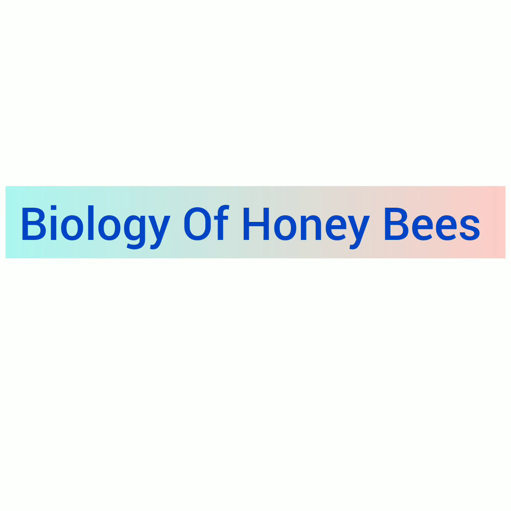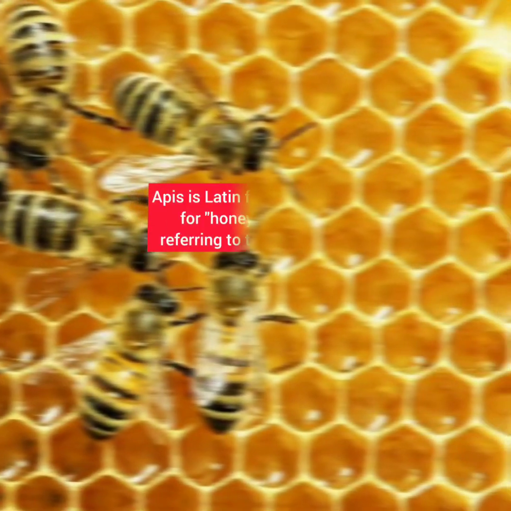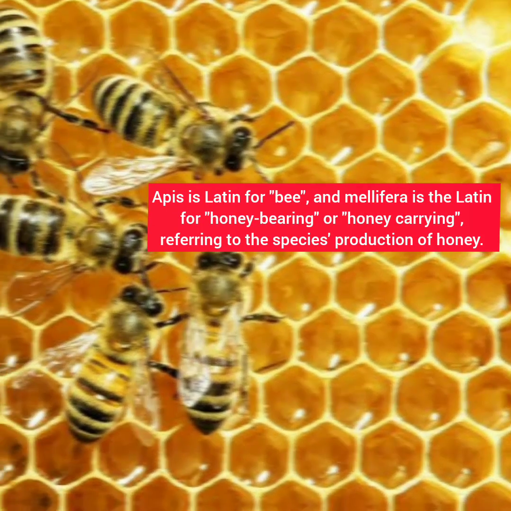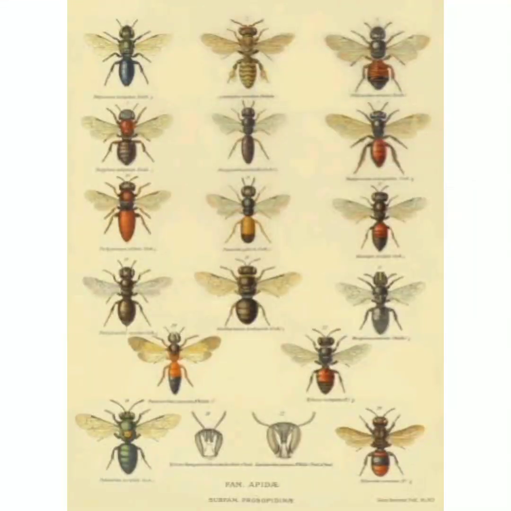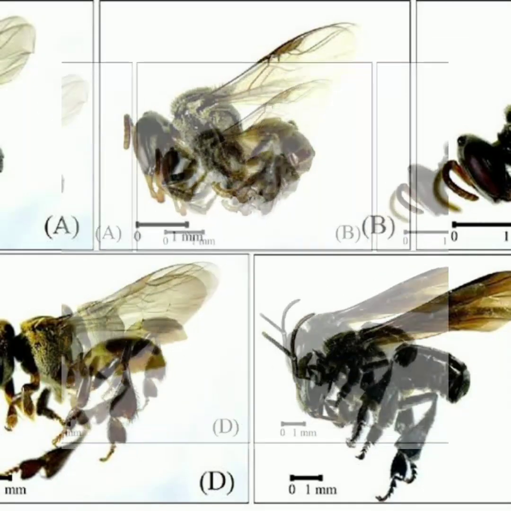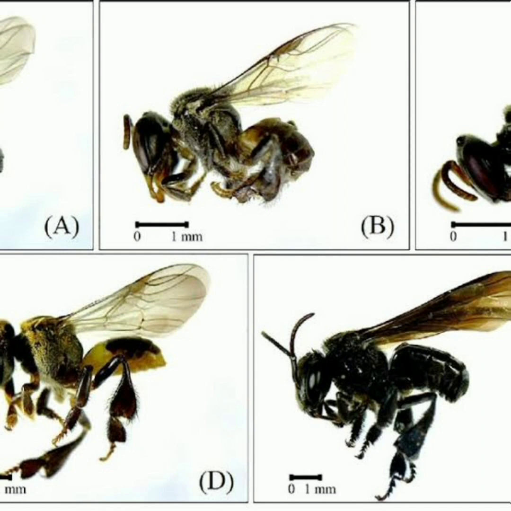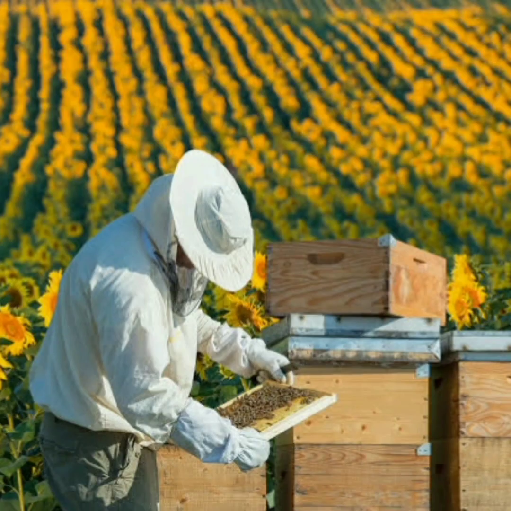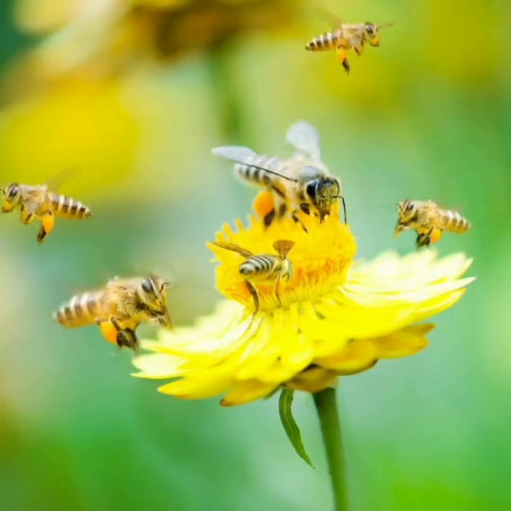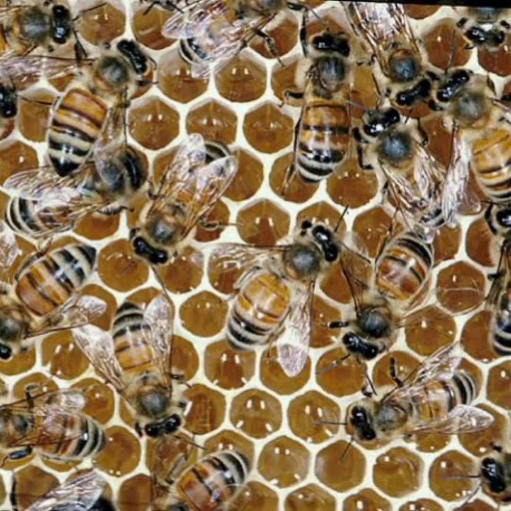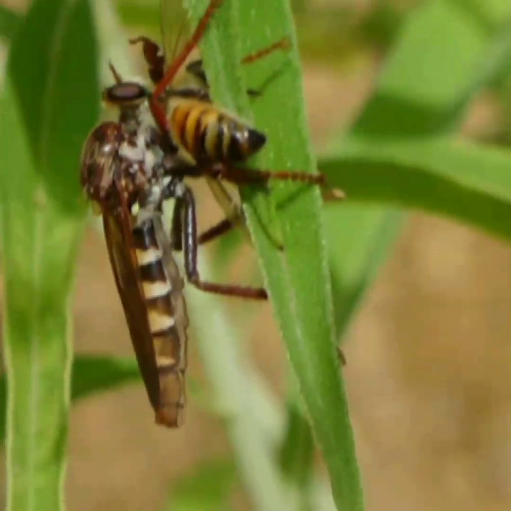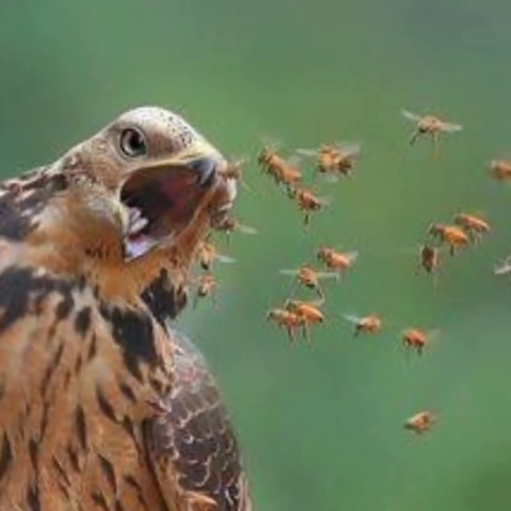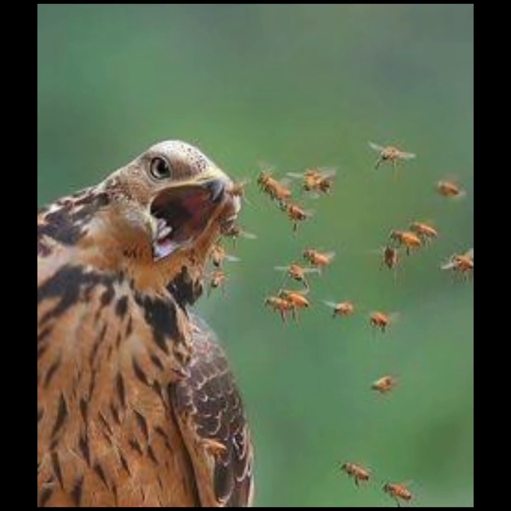Biology of honeybees. Honeybees, Apis mellifera, are social insects that belong to the family Apidae, which includes other bees, bumblebees, and stingless bees. They are found throughout the world in various habitats, from forests and grasslands to agricultural fields and urban areas. Honeybees are known for their important role in pollination and honey production, but they also play a crucial role in the ecosystem by providing food for other animals. Here are some key aspects of honeybee biology.